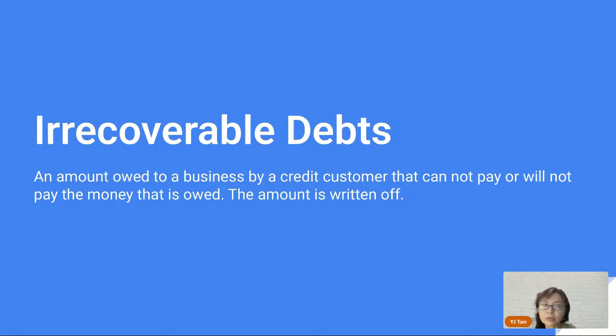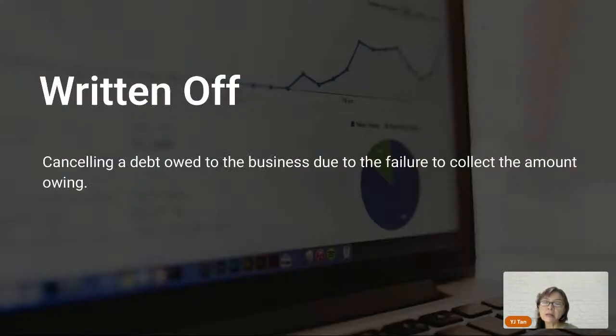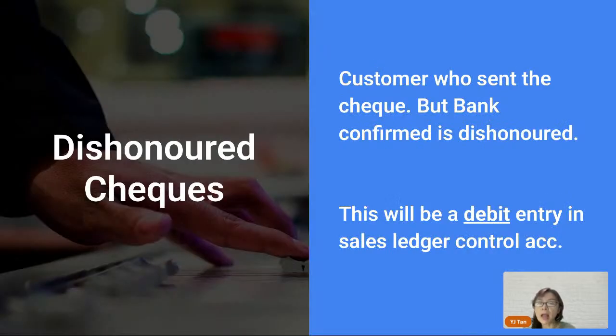So just to say that bad debts, which are irrecoverable debts, mean that a customer buys from you and says, okay, I will pay you one day. And then the customer says, no, I don't want to pay you anymore. So you need to record it as irrecoverable debts. Then what is written off? Written off means canceling off. The proper definition is canceling a debt owed to a business due to the failure to collect the amount owed. In order to record this, the transaction will be in the sales ledger control account on the credit side.